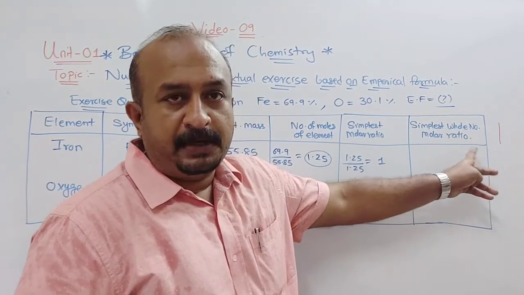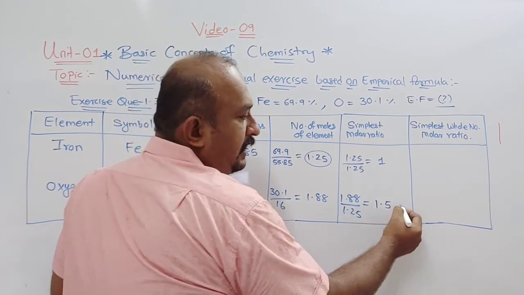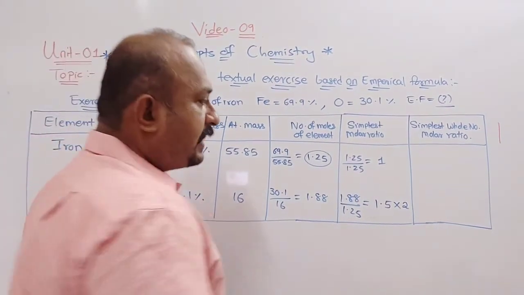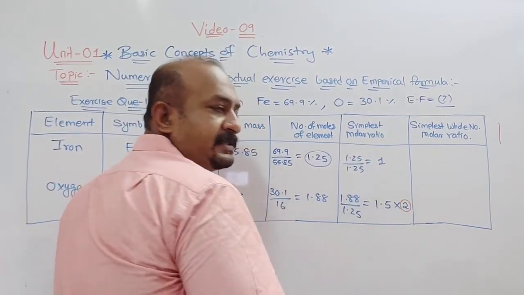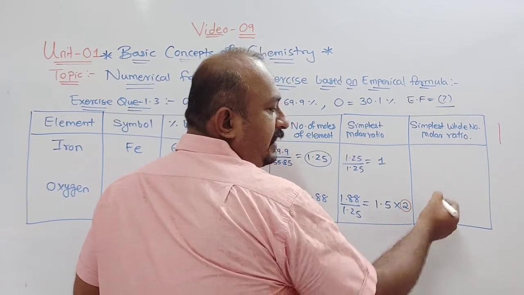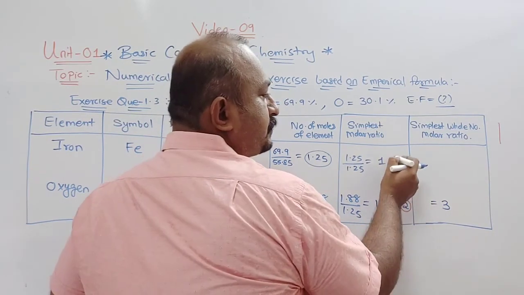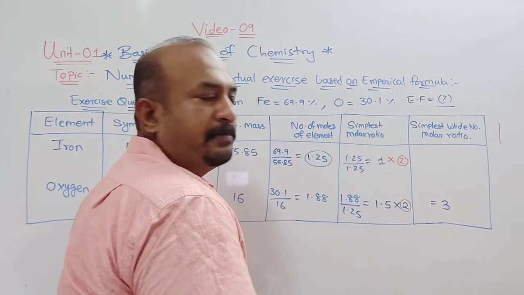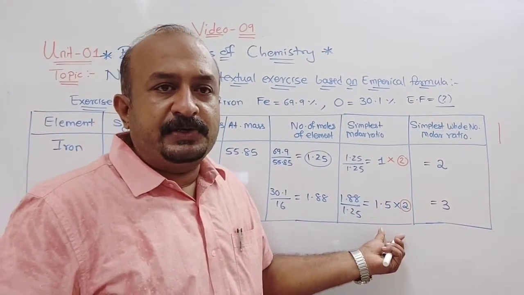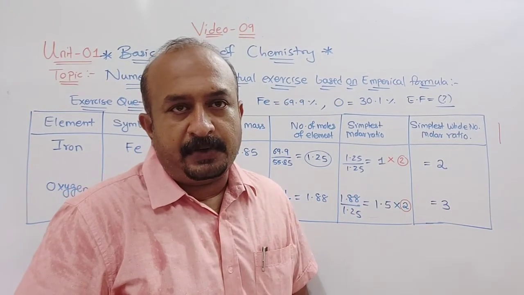Now the value 1.5 we got. We want the simplest whole number molar ratio, so I cannot use this 1.5 as a whole number. So what will I do? I will multiply it with 2, the least possible number. So 1.5 into 2, the simplest whole number, will be equal to 3. Same way, what I multiply here, I must multiply at this position also. So this one will also be multiplied by 2, so you will get 2. This is a little bit different from what you have studied. If it is not a whole number, you have to multiply with a suitable multiple.